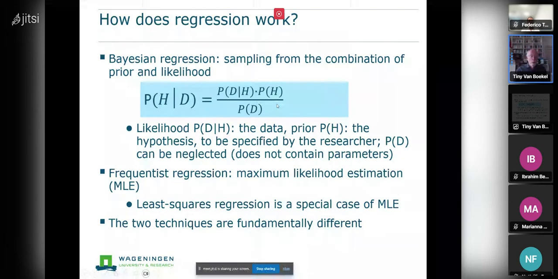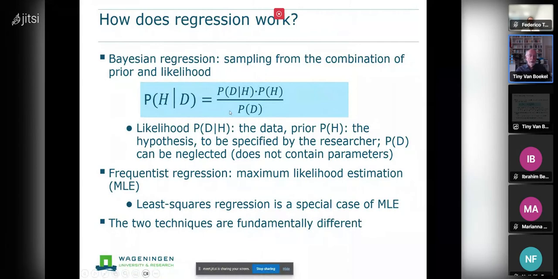This probability for the data given the hypothesis is called the likelihood function, and it represents the data, the things that we measure or observe. This prior hypothesis here is called the prior distribution, and both of them, the likelihood and the prior, need to be specified by the researcher. That means us. We have to tell the software what is our likelihood function and what is our prior distribution.